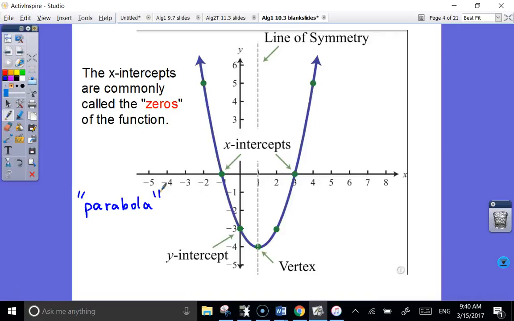So more than anything, one of the main points of this lesson is to keep that in mind. What is a zero? It's an x-intercept of the graph. Because most of the time they're going to ask it that way. What are the zeros of this function? And so you go there.